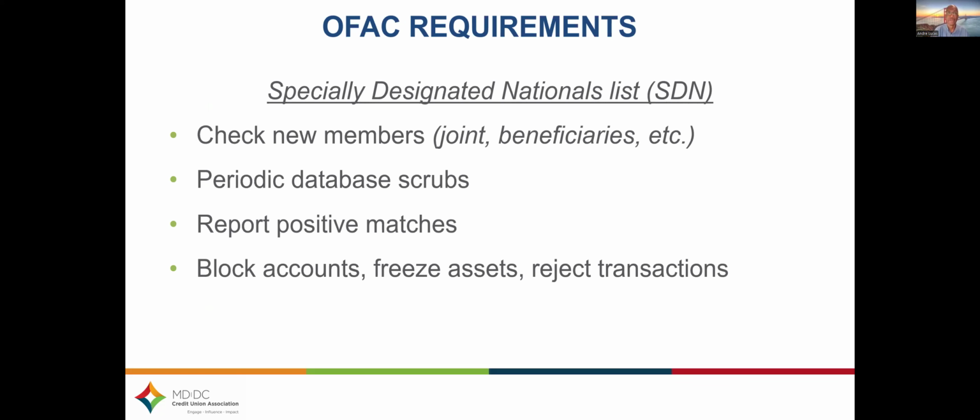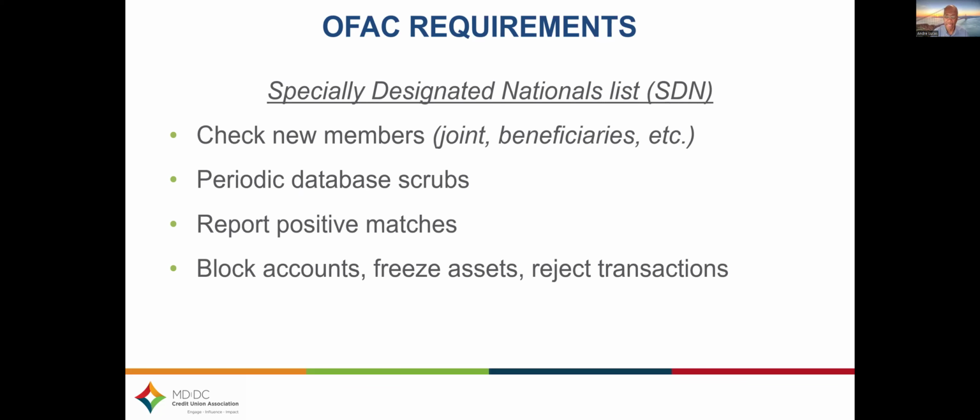OFAC requirements: you have the Specially Designated Nationals list. We call it the SDN list. We call it the OFAC list. You call it whatever you want, but it's the Specially Designated Nationals list, your SDN list. Your credit union should be checking all new members, joint members, beneficiaries, fiduciaries. Anybody that's on that account should be checked against the OFAC list. Most systems do that at account opening. Some even check beneficiaries now. So your systems have been set up to do a number of things. Make sure all this is done at account opening.